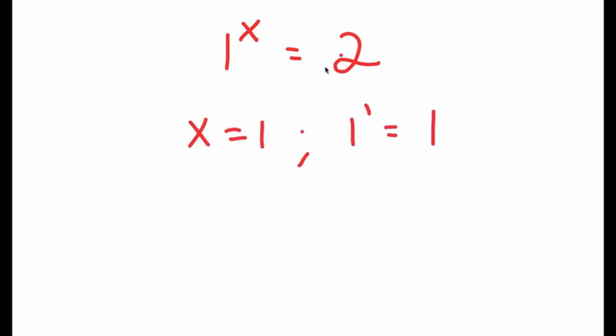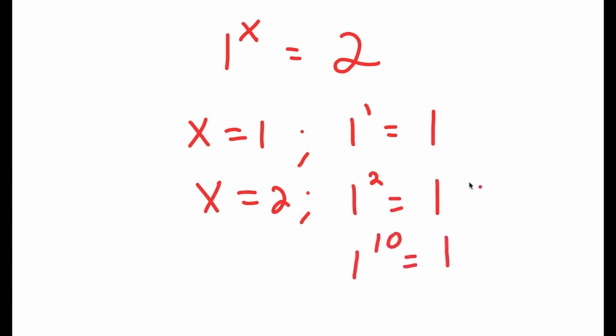Alright, so in this video, I'm going to solve the equation 1 to the power of x is equal to 2. So, before we even start solving this, let's say x is equal to 1, then I have 1 to the power of 1, which is equal to 1. And if x is equal to 2, then I have 1 to the power of 2, which is also equal to 1. And you can go even 1 to the power of 10 is still equal to 1.